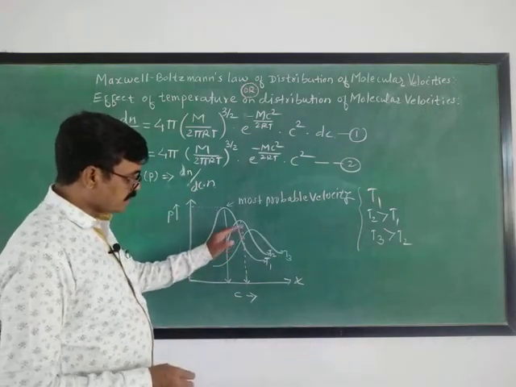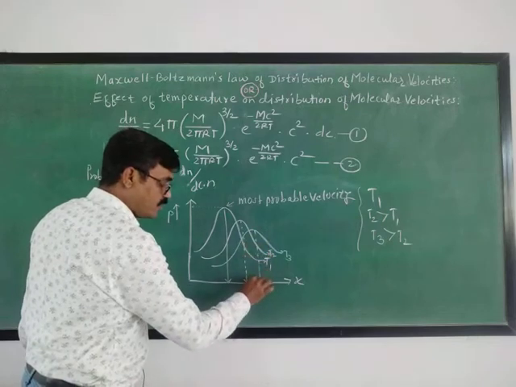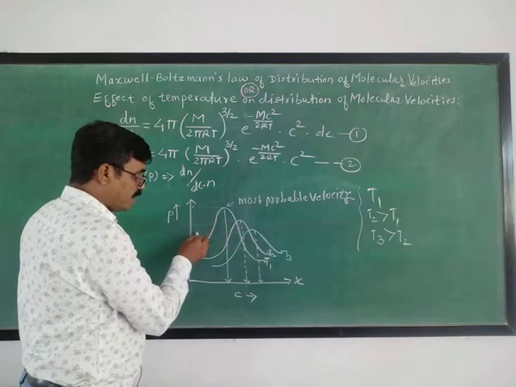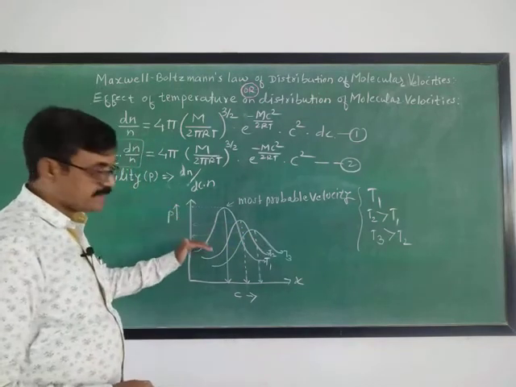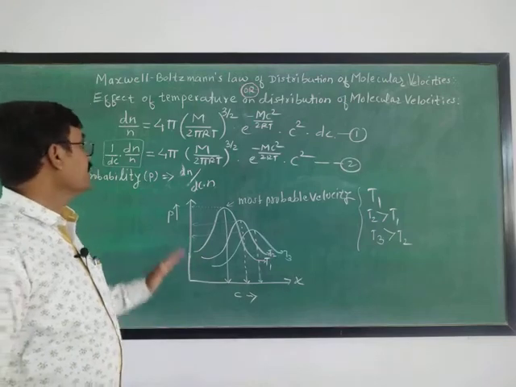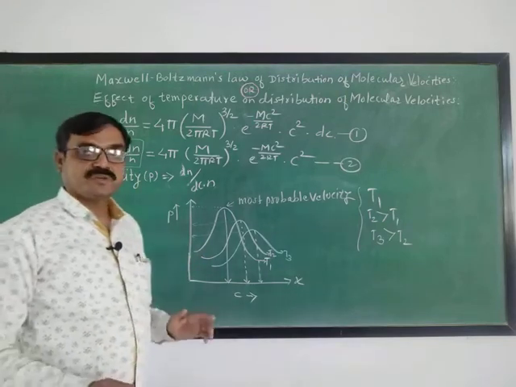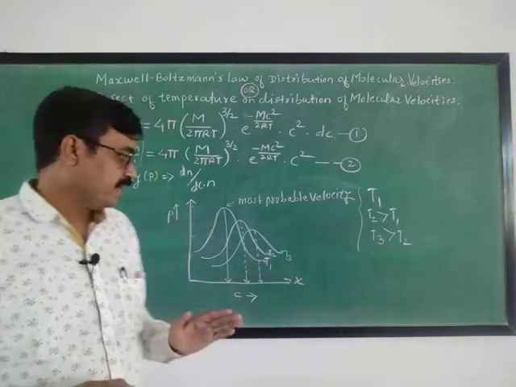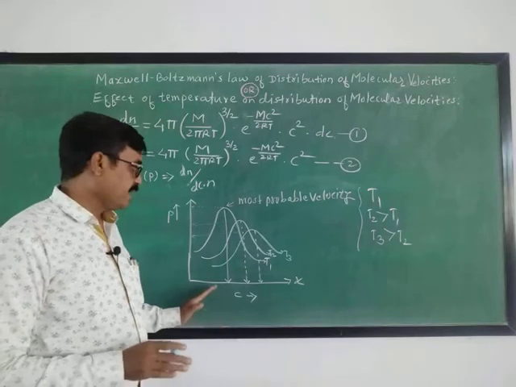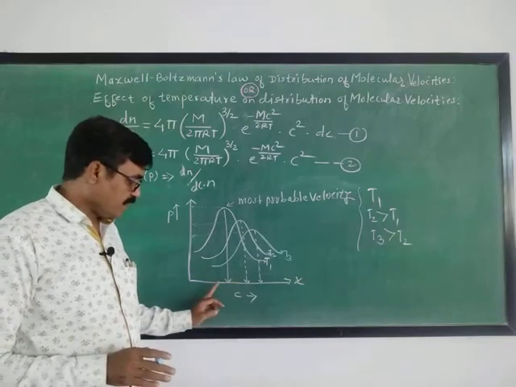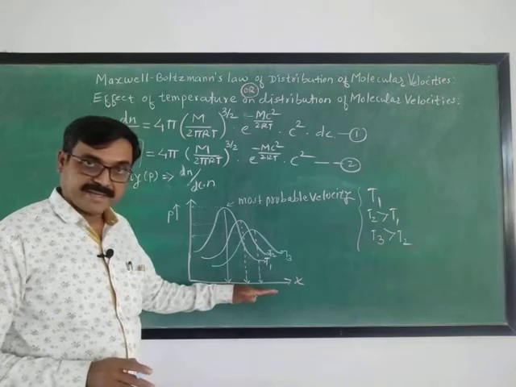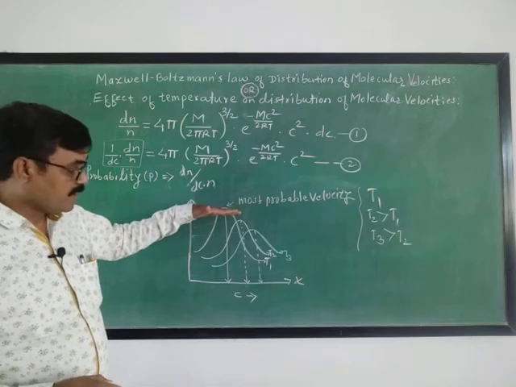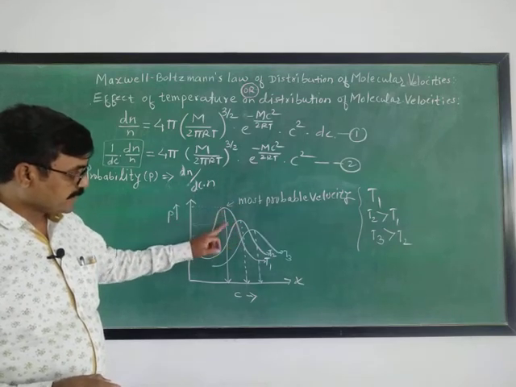Again from this curve, what happens? As the temperature increases, the value of most probable velocity goes on increasing, but the fraction of molecules having the most probable velocity goes on decreasing. Means the effect of temperature on the distribution of molecular velocity is that if we plot a graph of probability versus velocity, then as the temperature increases, the value of most probable velocity goes on increasing. At the same time, the fraction of molecules having the most probable velocity goes on decreasing.